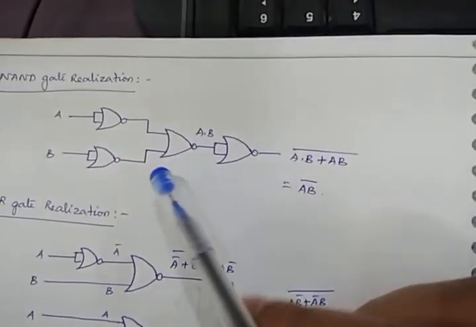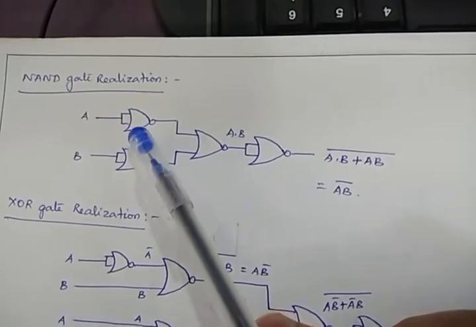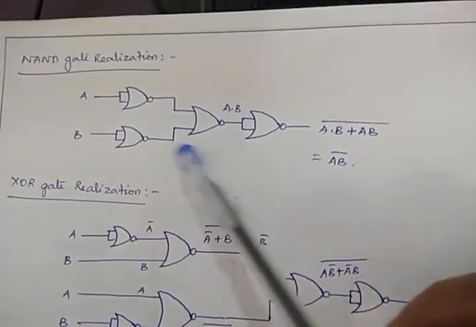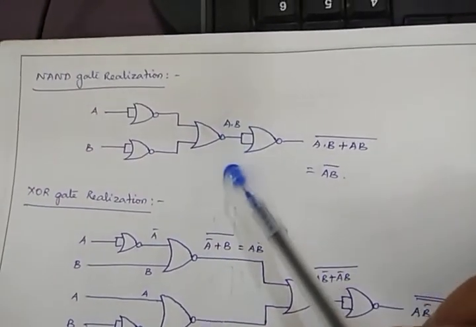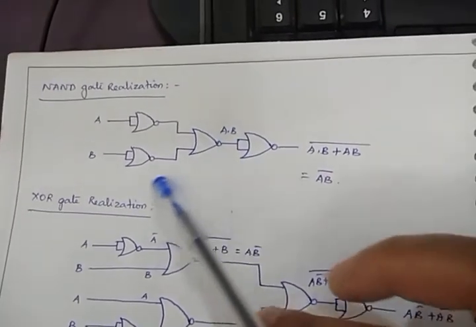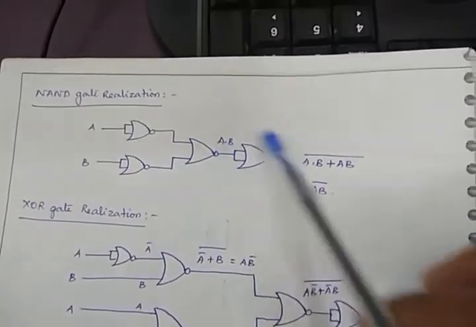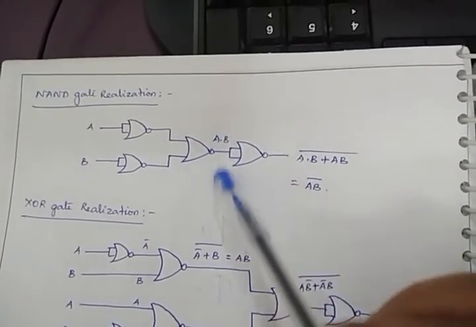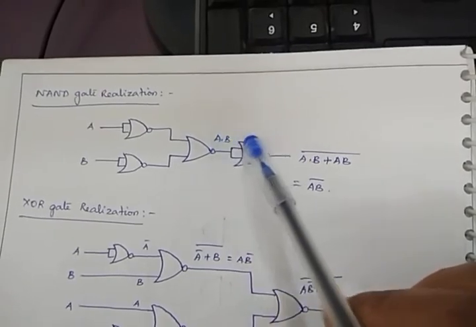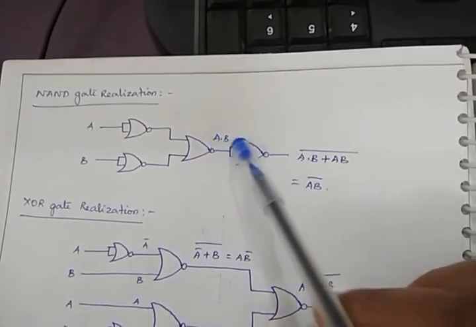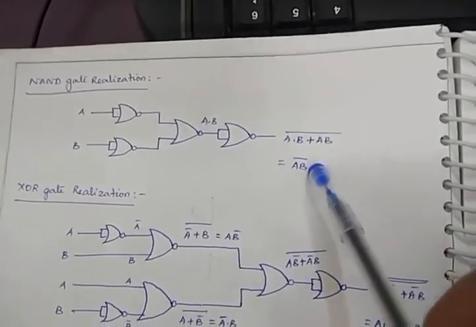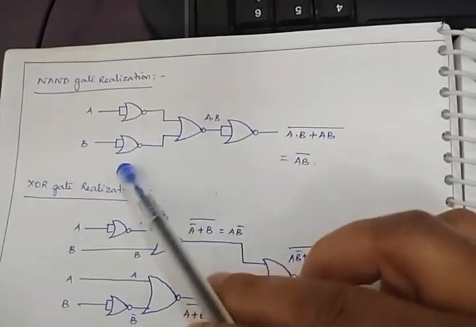And now we'll move on to how to realize the NAND gate. See, as I told you, inversion of AND gate is NAND gate, right? So up to here, it is AND gate. After this, I am connecting one more NOR gate to get NAND gate. See, up to here, what am I getting? A dot B. This is the AND gate output. After this, I need the complement of A dot B, so I am connecting one NOR gate to get A dot B whole bar. So this is the output of NAND gate by using only NOR gate.